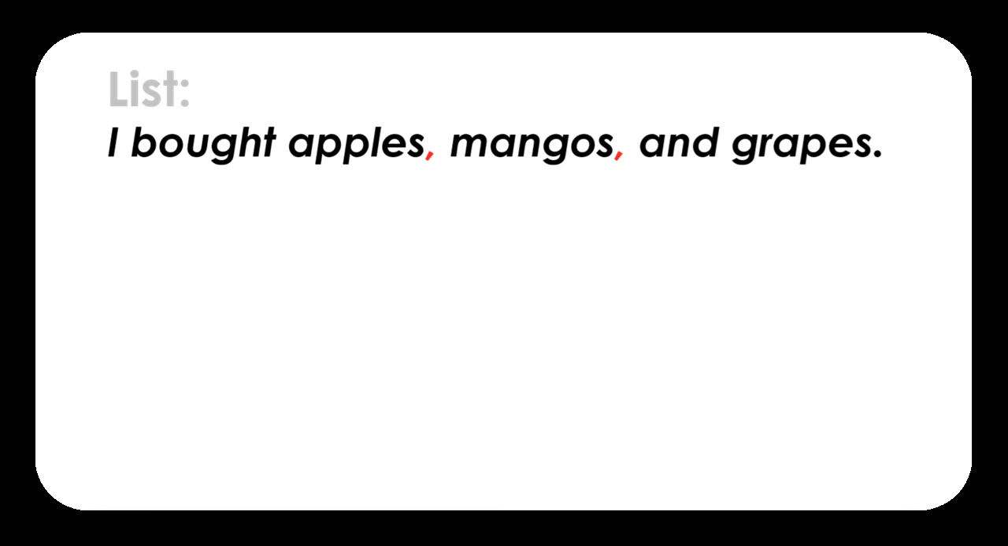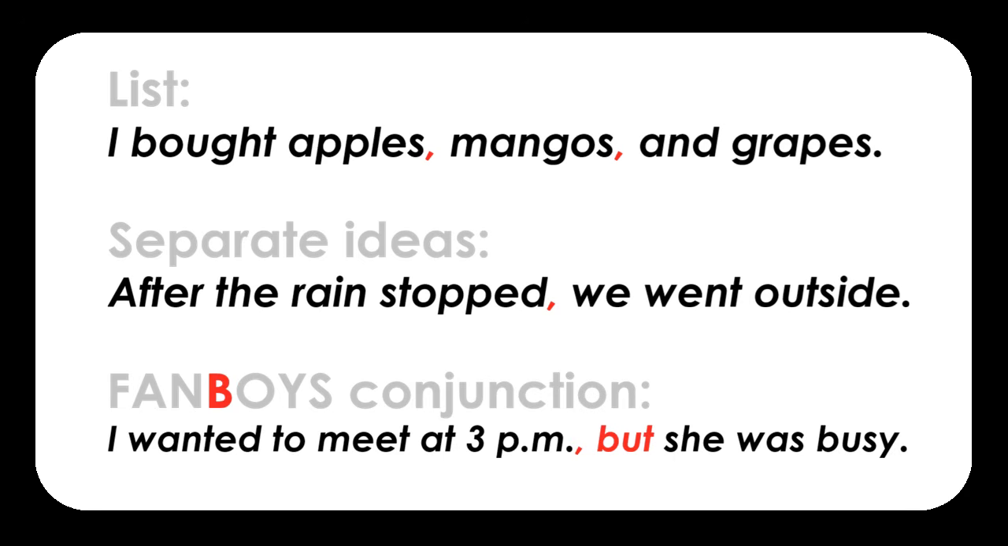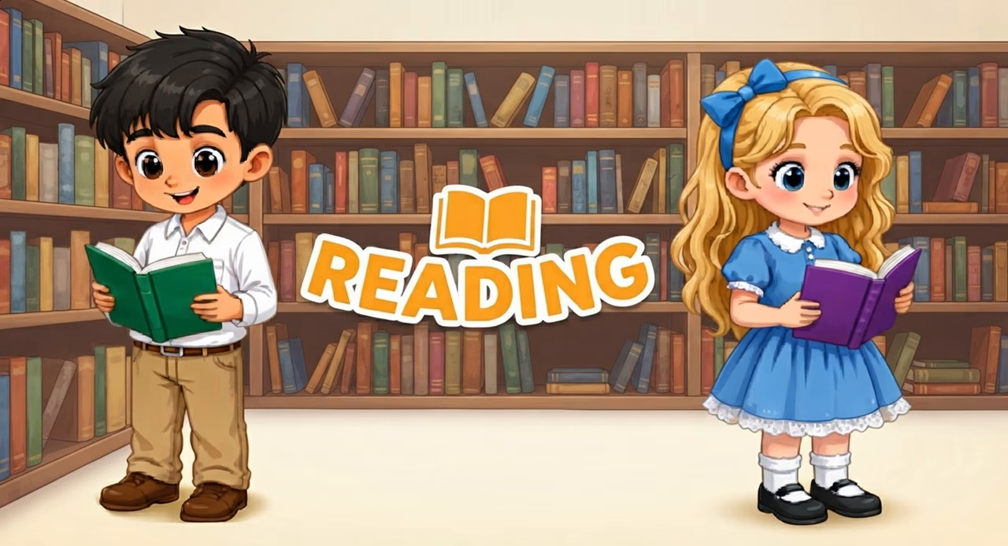For example, I bought apples, comma, mangoes, comma, and grapes. After the rain stopped, comma, we went outside. I wanted to meet at 3 p.m., comma, but she was busy. Comma. A comma. It is a comma. Now, let's look at how a comma is read.